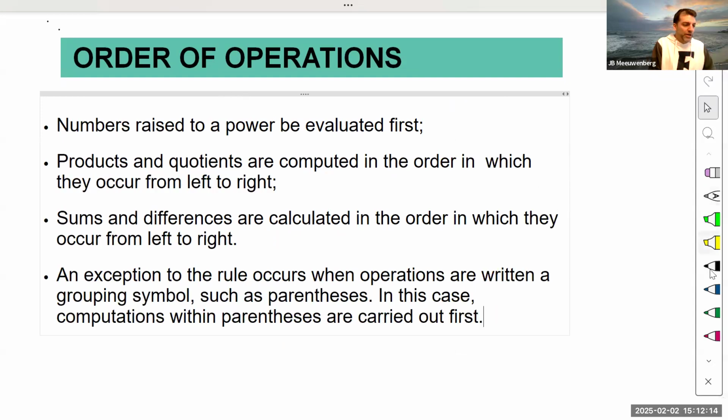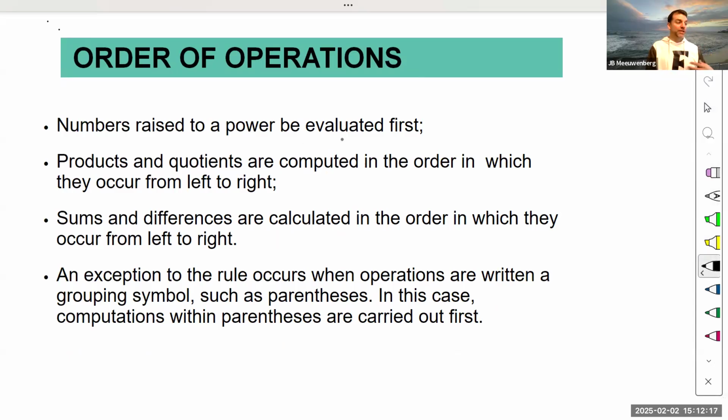So the order of operations suggests that numbers that are raised to a power should be evaluated first. Products and quotients are computed in the order in which they occur from left to right. So that's multiplication and division. Sums and differences, adding and subtracting, are calculated in the order in which they occur from left to right. So we do powers first, or exponents. Then we take care of our products and quotients, and then we do our sums and differences.